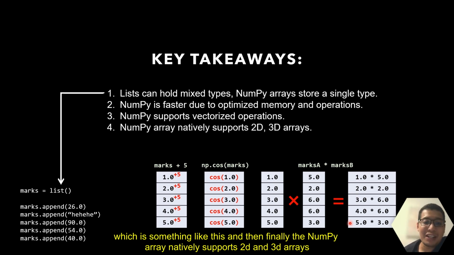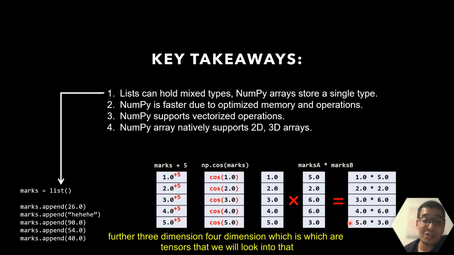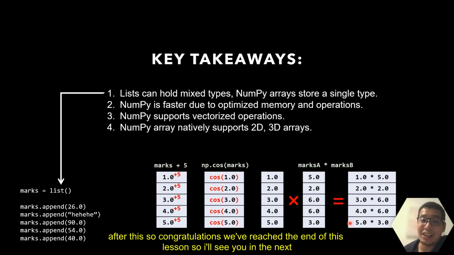And finally, NumPy arrays natively support 2D and 3D arrays. In the previous examples, they were only up to 2-dimensional, but actually you can go further, to 3 dimensions, 4 dimensions, which are tensors that we will look into after this.